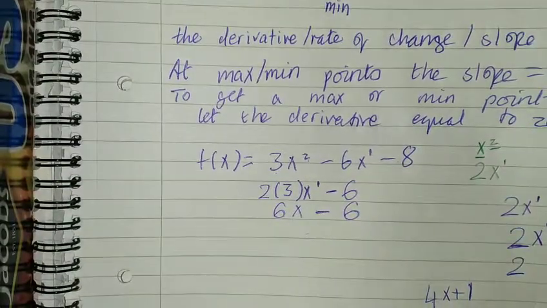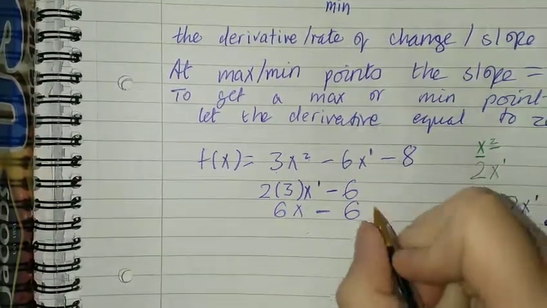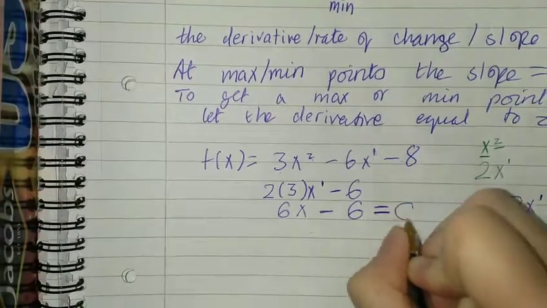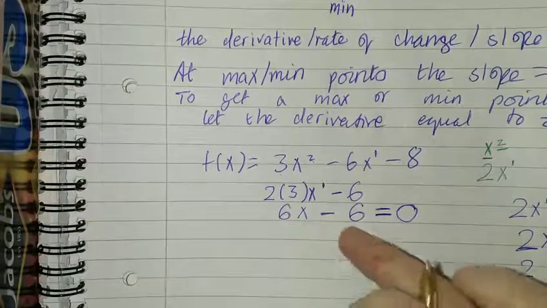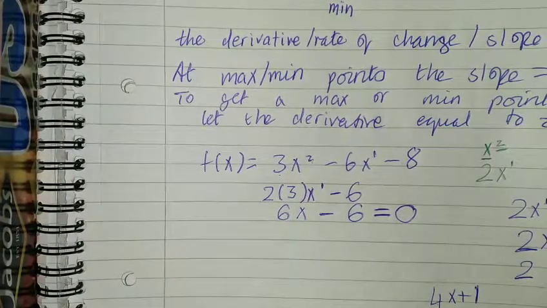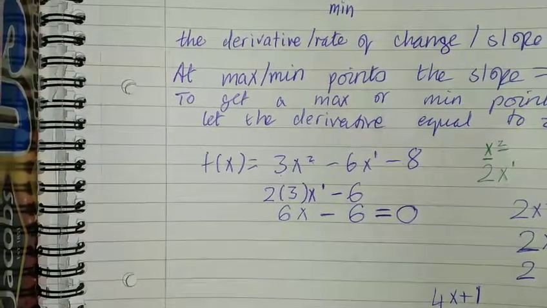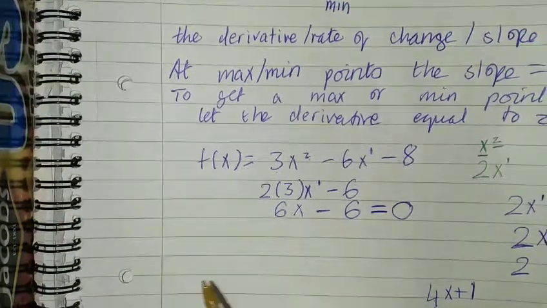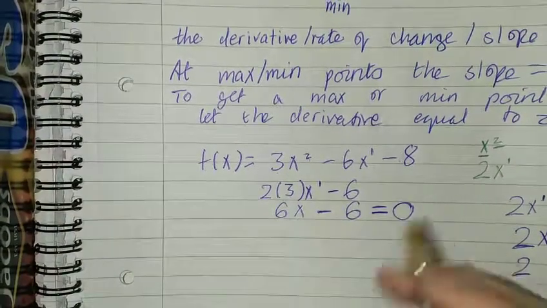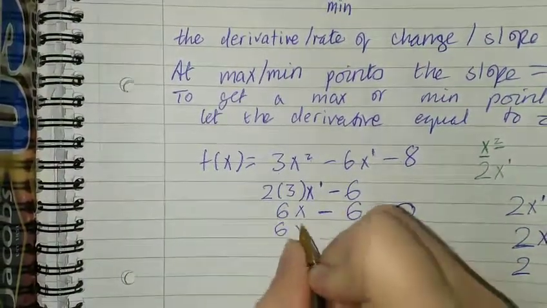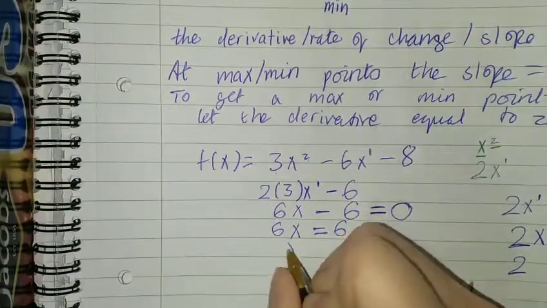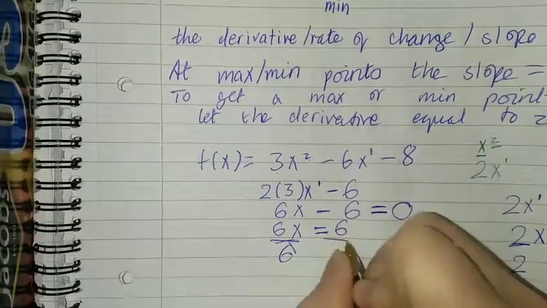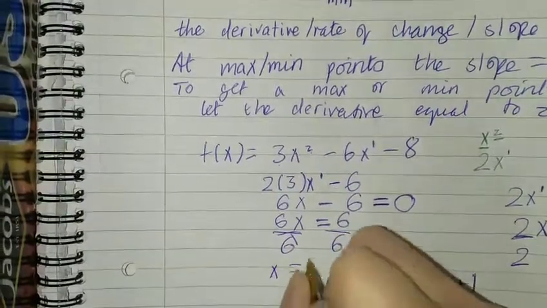So to get the coordinates of the minimum point, we have to let this equal 0. We're only going to get 1 point because this is just linear. But sometimes if we let it equal 0, we can get the max or the minimum point. Sometimes we could get both, so we might get a quadratic. But in this case, it's just linear, so we'll just get 1 point. So 6x is going to be equal to 6. We divide both sides by 6 and we get x is equal to 1.